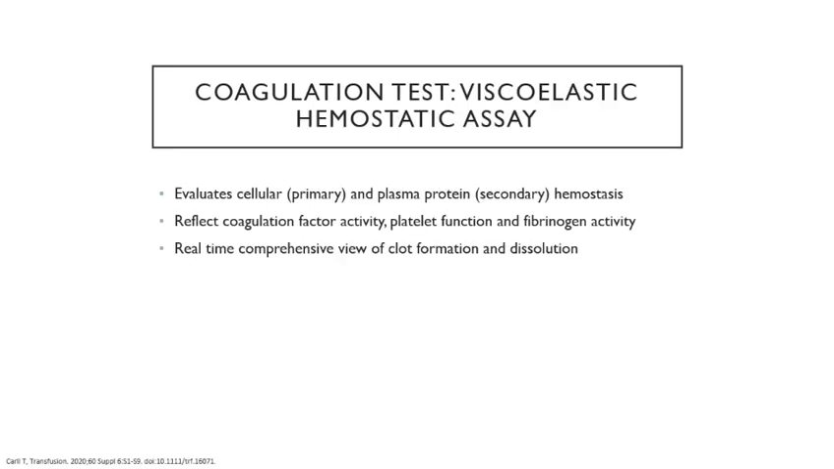A viscoelastic hemostatic assay is a point-of-care diagnostic tool used to assess coagulation and fibrinolysis in whole blood samples. Viscoelastic hemostatic assay analyzes whole blood, providing a more holistic view of hemostasis, including the contributions of platelets, fibrinogen, and coagulation factors. These assays provide real-time, comprehensive information on the dynamics of clot formation, clot strength, and clot lysis. The most commonly used viscoelastic hemostatic assays include thromboelastography, TEG, and rotational thromboelastometry, ROTEM.